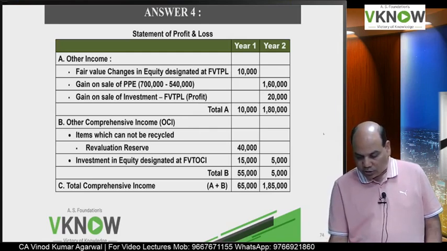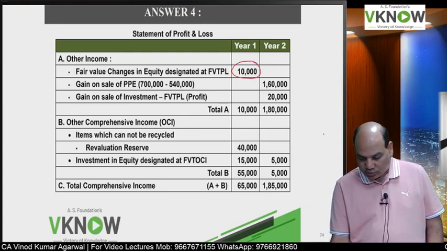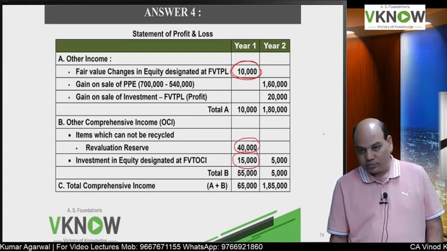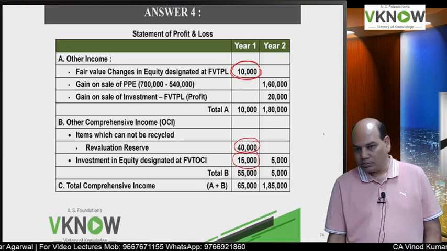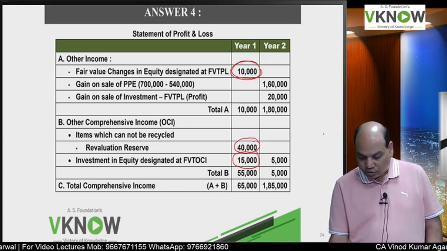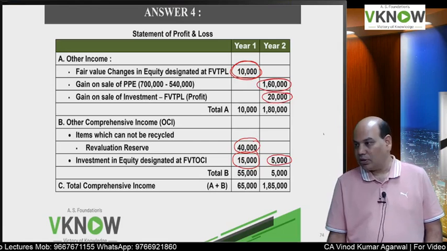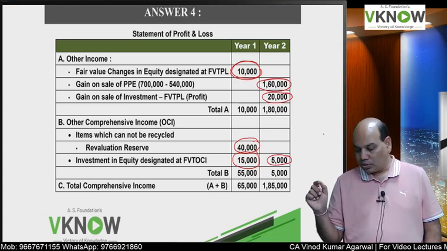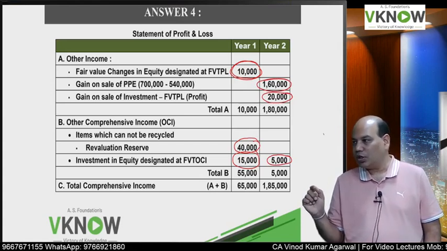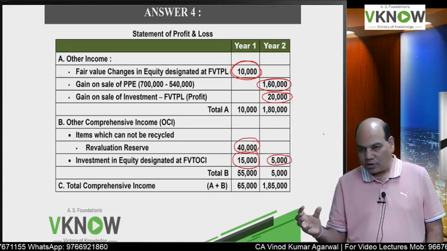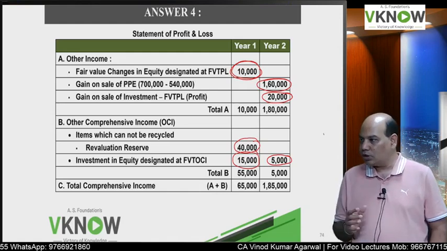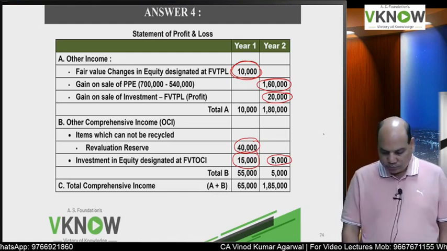So in the first year you are going to add this 10,000, this 40 and this 15 in the respective column. Then in the second year you are going to add this 160, this 20 and this 5 in the second column. And because you have sold the PPE and the FVT OCI equity instrument, the balance will be recycled to other component of equity.